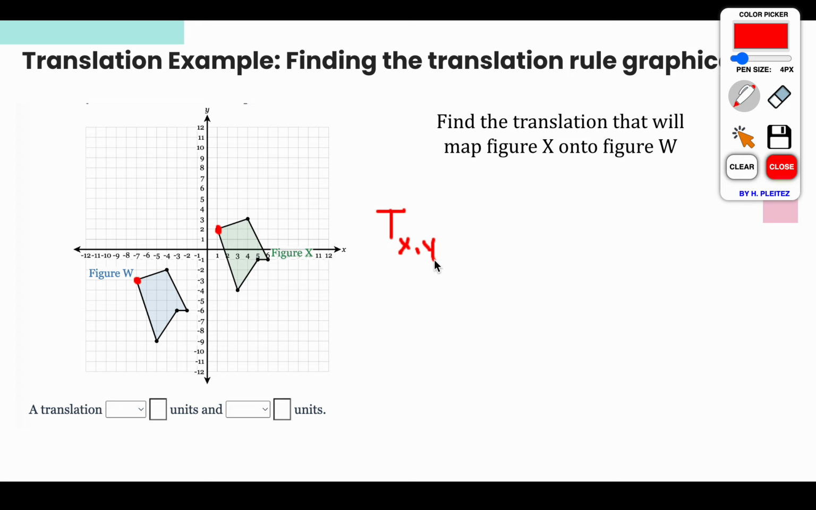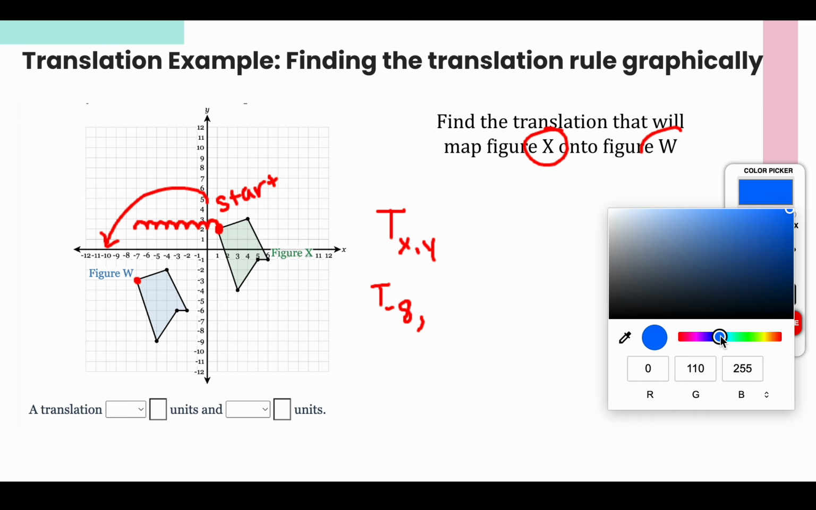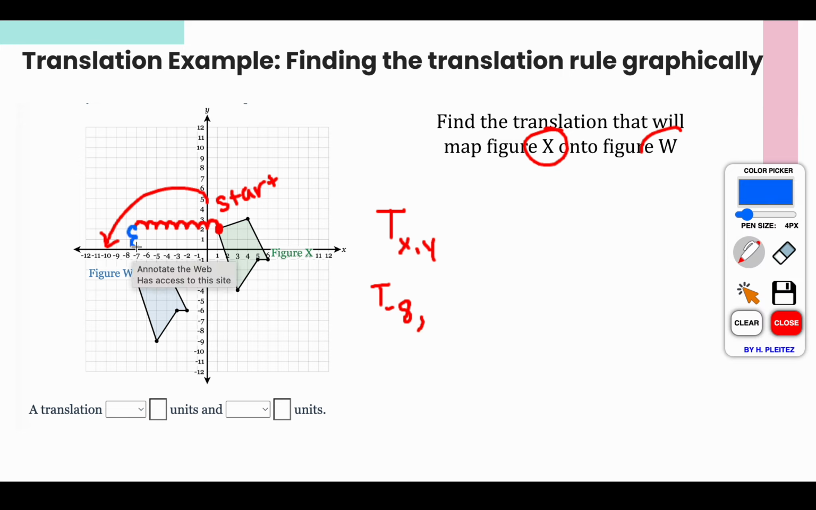So let's see, how much is my x coordinate changing and how much is my y coordinate changing? Our x-coordinate is how much we are moving to the right or to the left. And the big idea here is we are mapping figure X onto figure W, which means we are starting here, at this point, and we are going on to figure W. Now, that makes a big difference. So if we're starting on figure X and we need to get to figure W, in the x direction, we are moving 1, 2, 3, 4, 5, 6, 7, 8. So we are moving to the left 8, and then in our y direction, we are moving down 1, 2, 3, 4, 5.